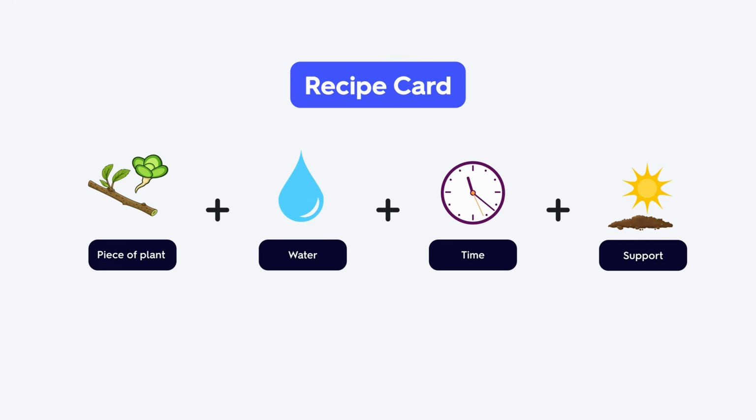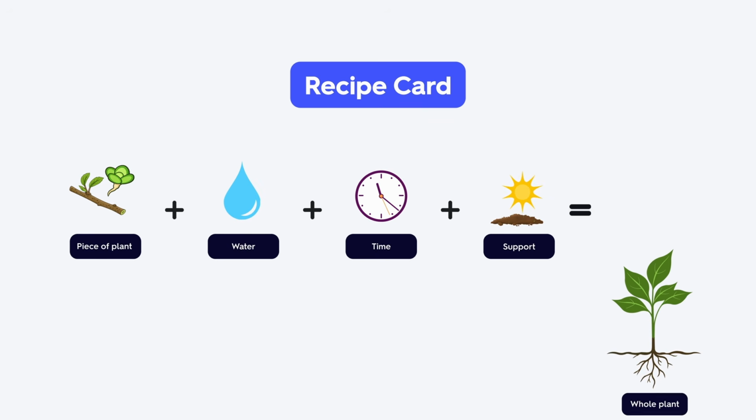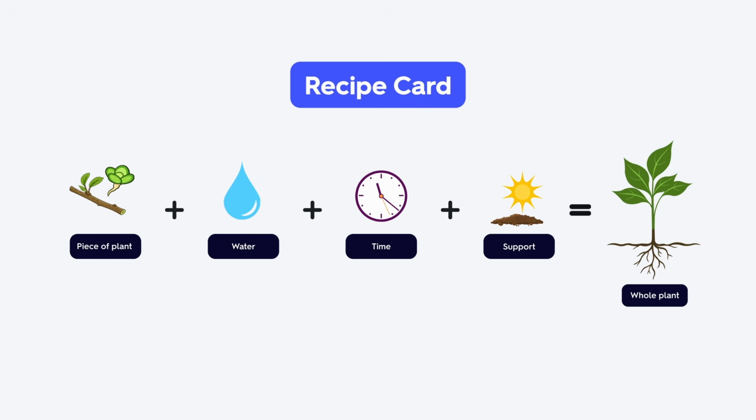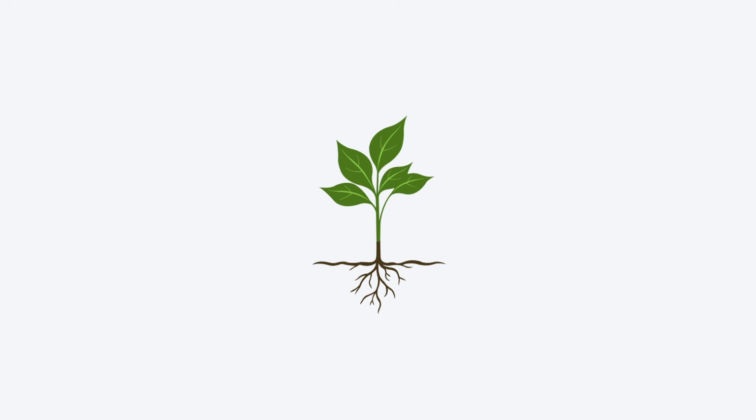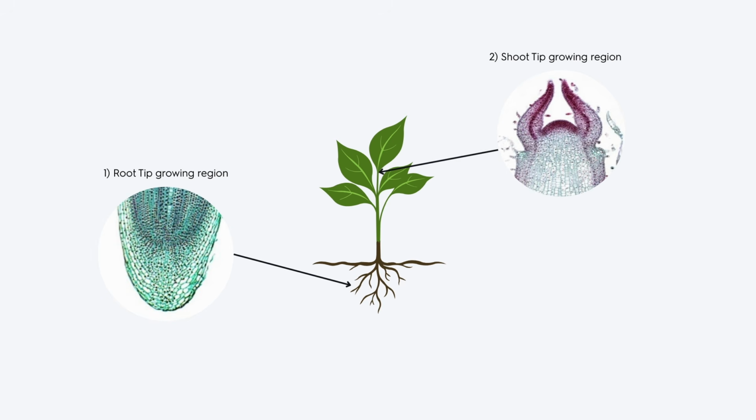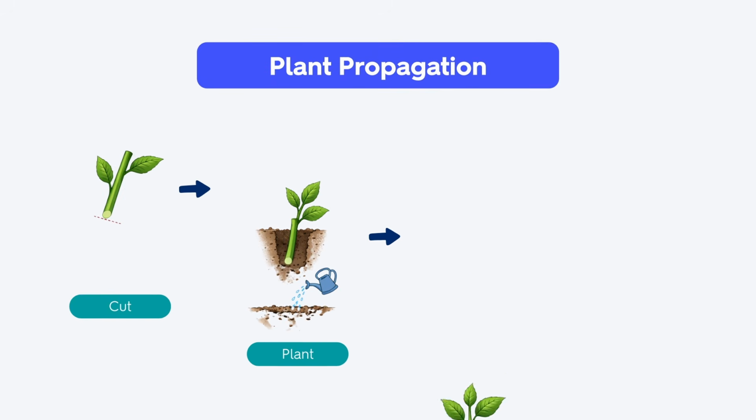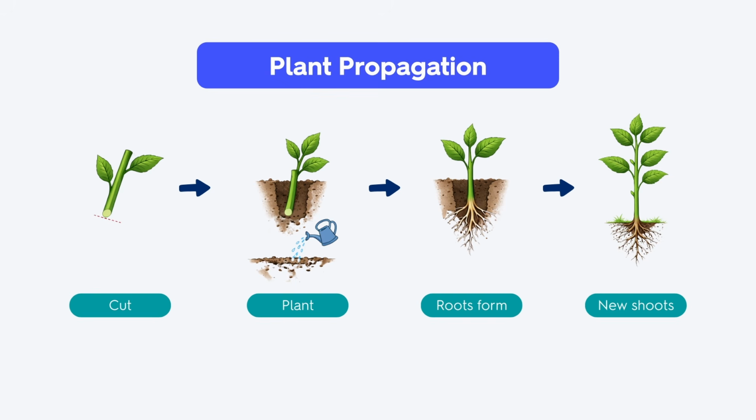So how can just one part turn into a whole plant? Here's the key idea. If a piece of a plant has the right conditions, it can regrow what it's missing and develop into a whole new plant. In other words, one part can restart the entire growth process. This works because many plants have cells that can keep dividing and form new tissues. So when you plant a cutting, it often grows roots first, then develops new shoots, including stems and leaves.